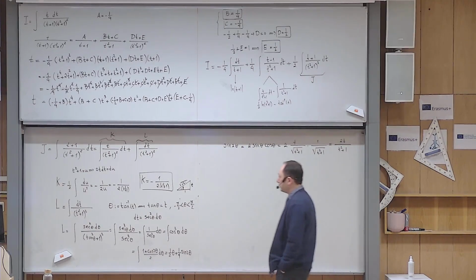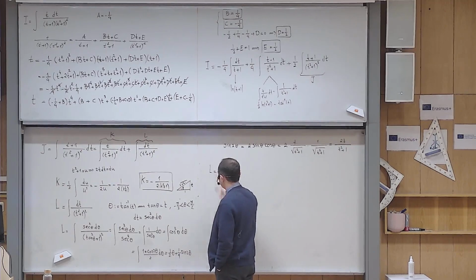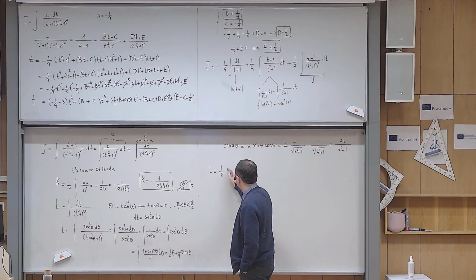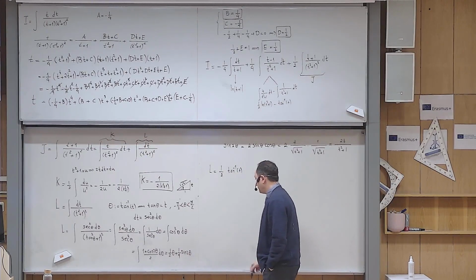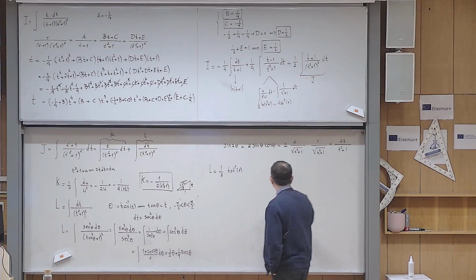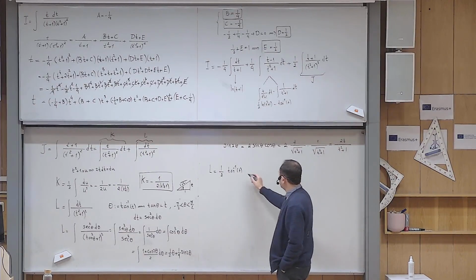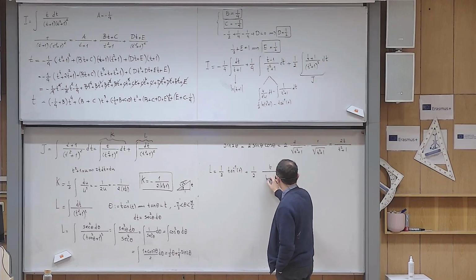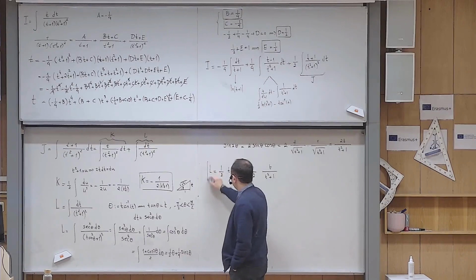So if you combine all of them, L becomes equal to 1 over 2 theta, which is 1 over 2 tangent inverse of t, and then plus 1 over 4 multiplied by your sine 2 theta, so it becomes 1 over 2 t over t squared plus 1. And that is the L integral.